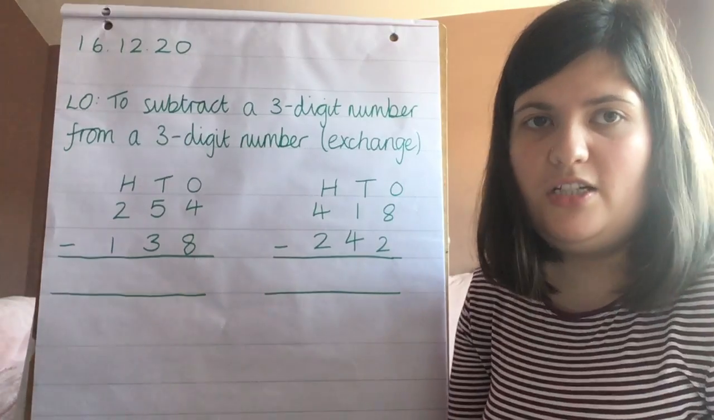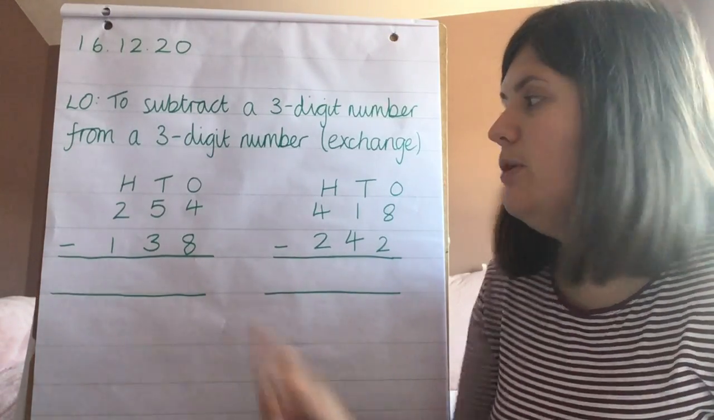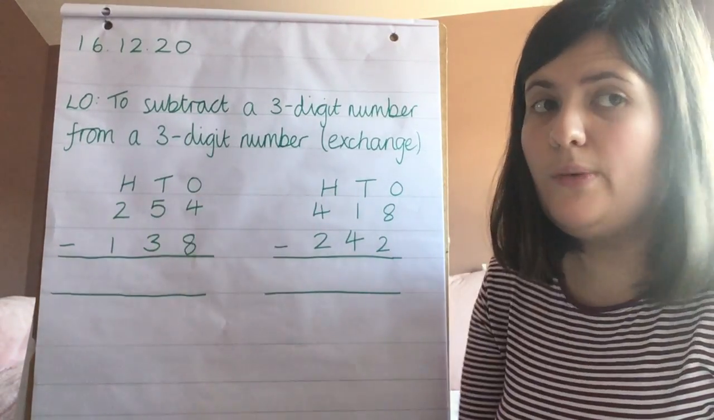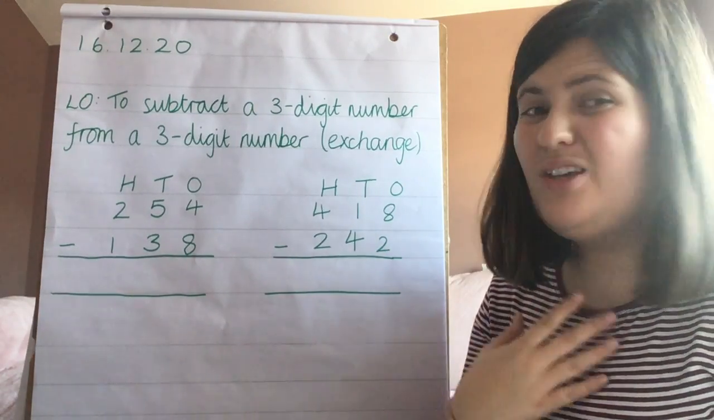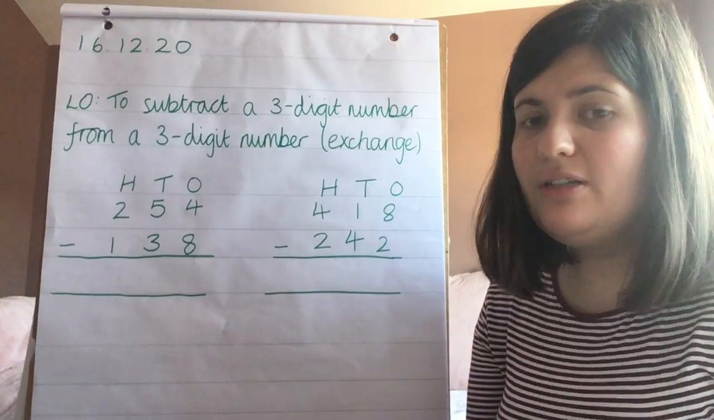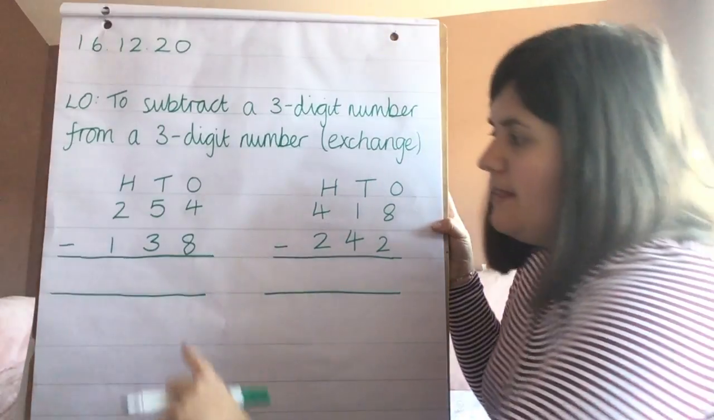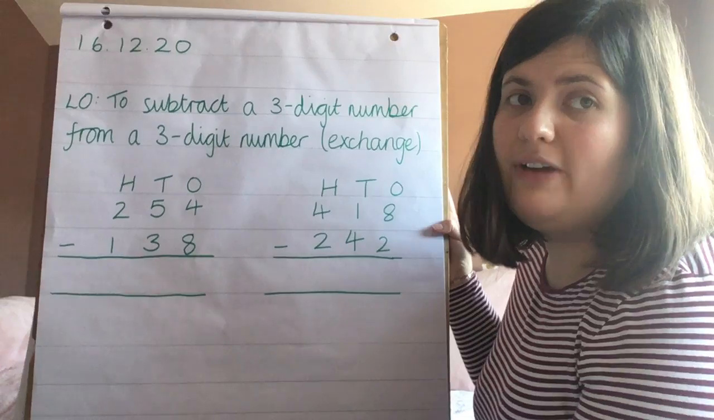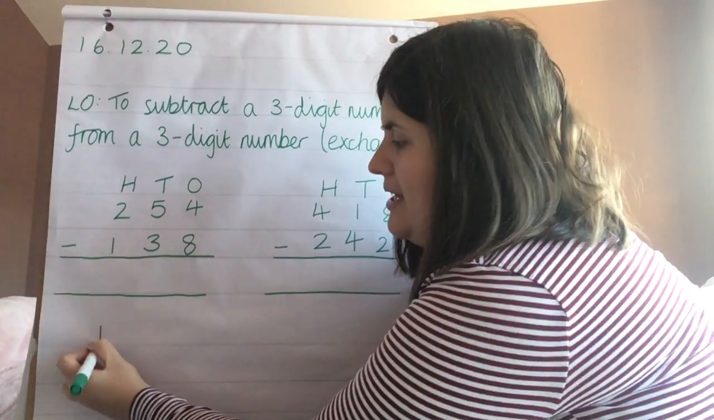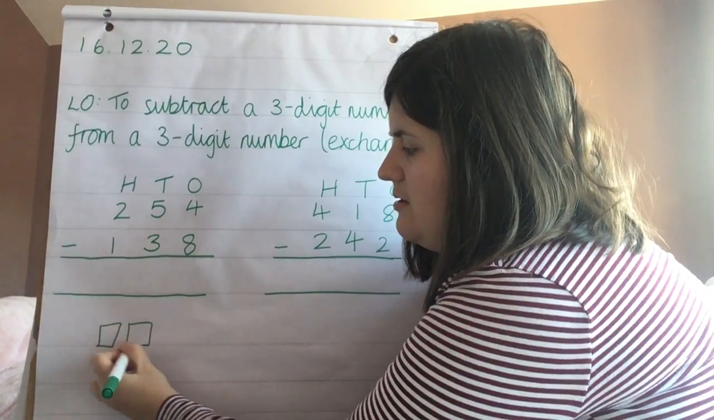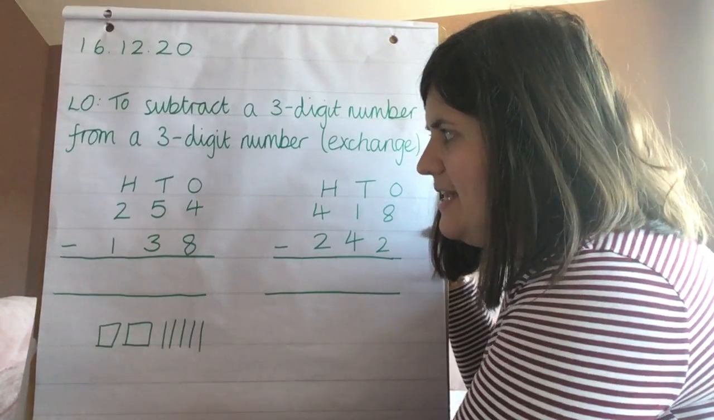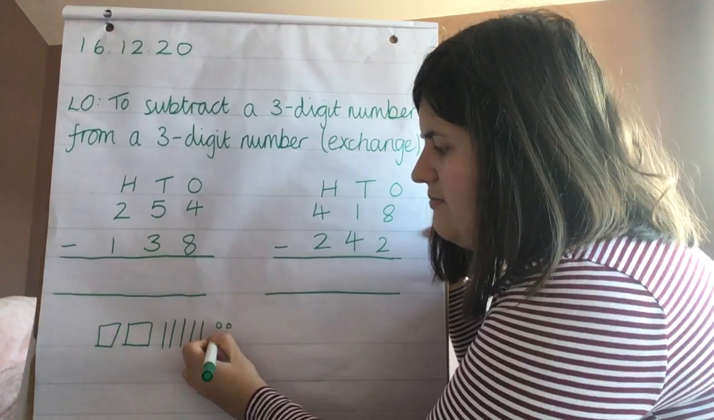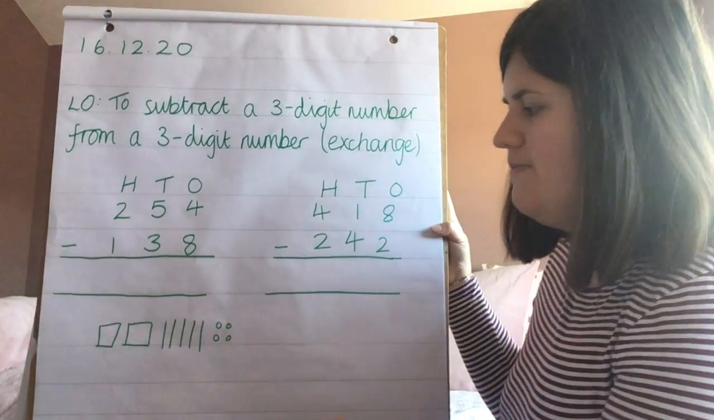Moving back to our first question, okay, hopefully you remember we always start in our ones column. 4 ones subtract 8 ones. We've already said I can't do that without getting a negative number. Today I'm going to start by drawing my base 10. So I've got 2 hundreds. To save a bit of time, I'm just going to do a stick. 1, 2, 3, 4, 5 tens and 4 ones. Okay, that is my number.